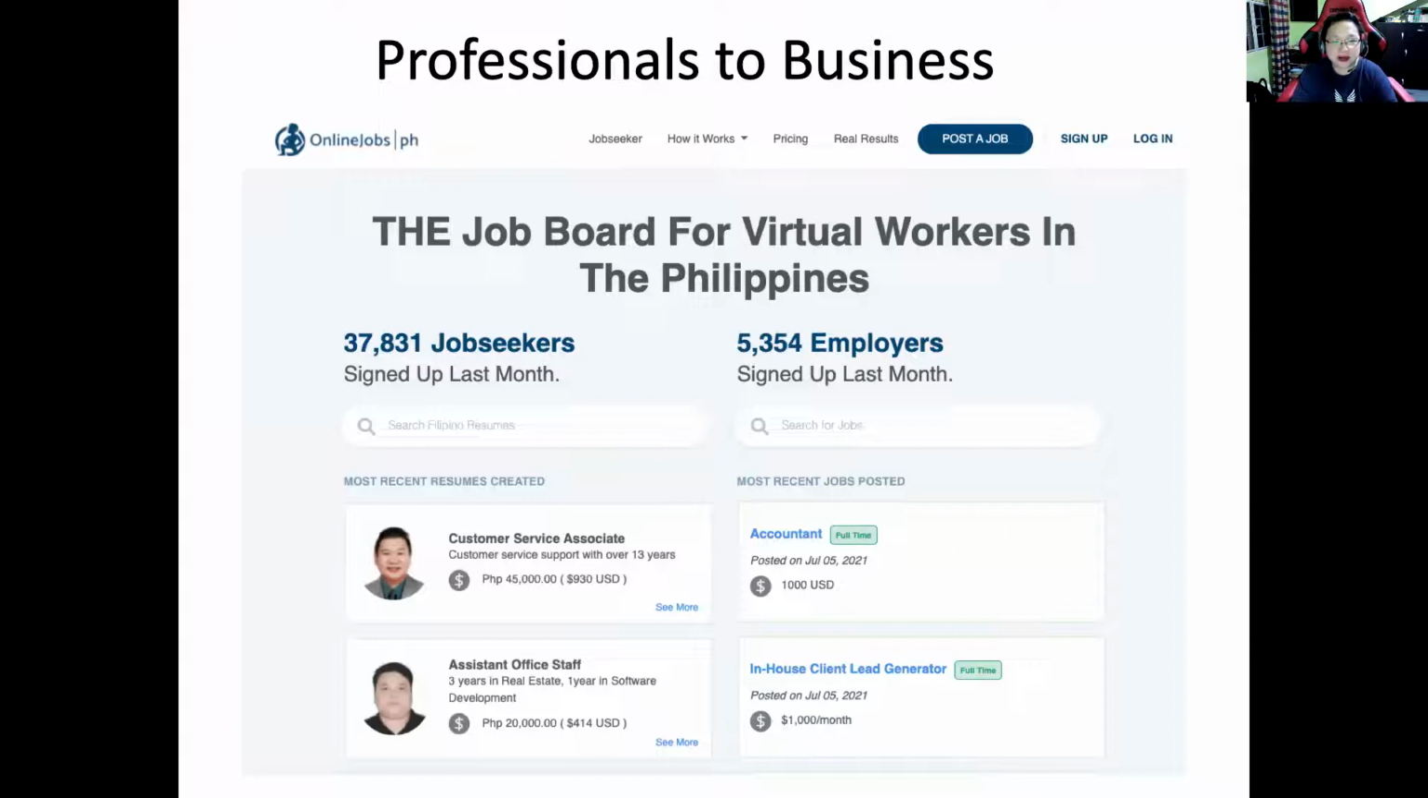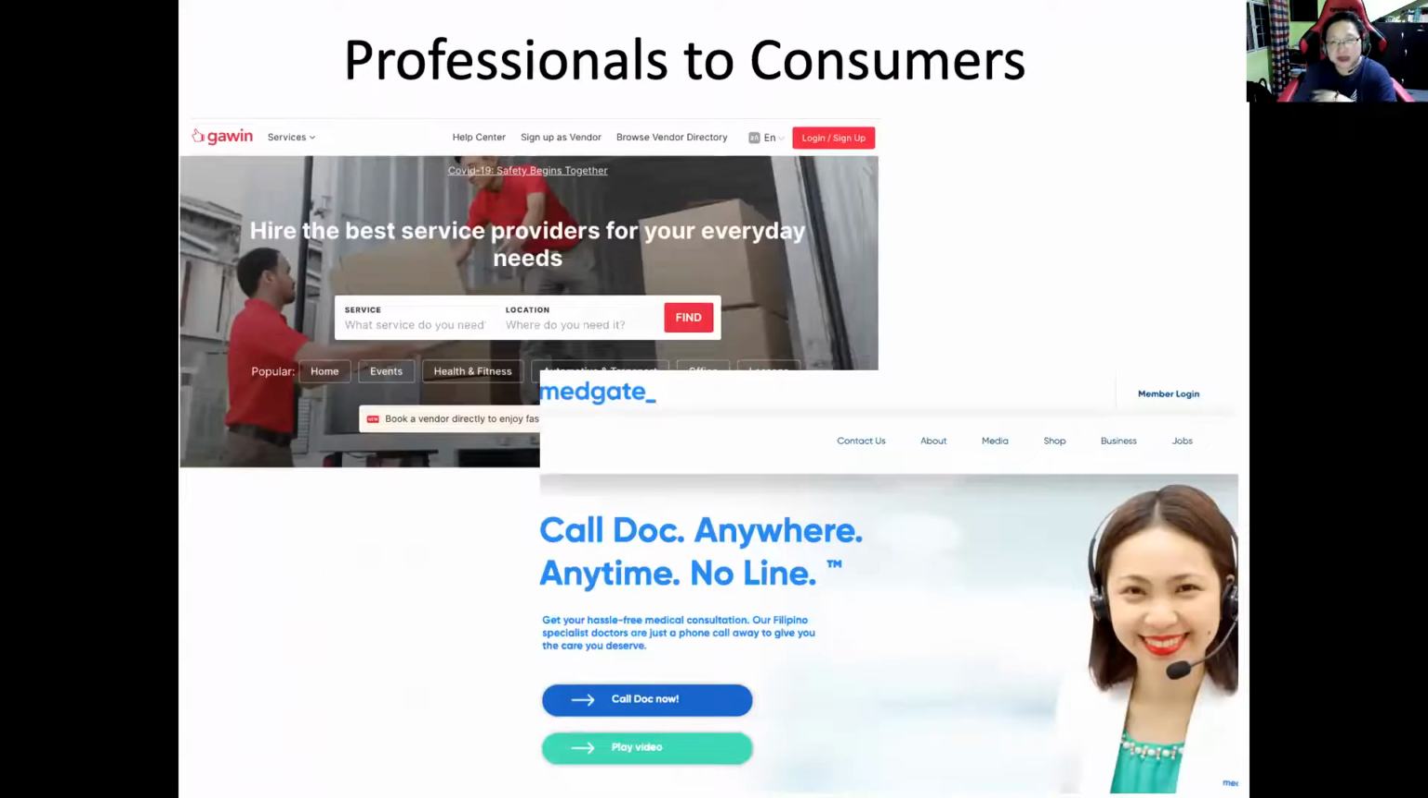This is where businesses who are looking for virtual workers that they can hire can check out this platform. And if you are a virtual worker and you would like to offer your services to businesses, marketing yourself as a professional having a certain expertise, then you can go to platforms like Online Jobs PH.